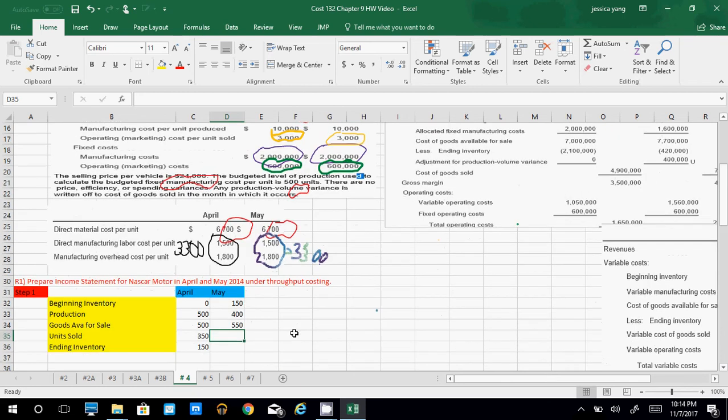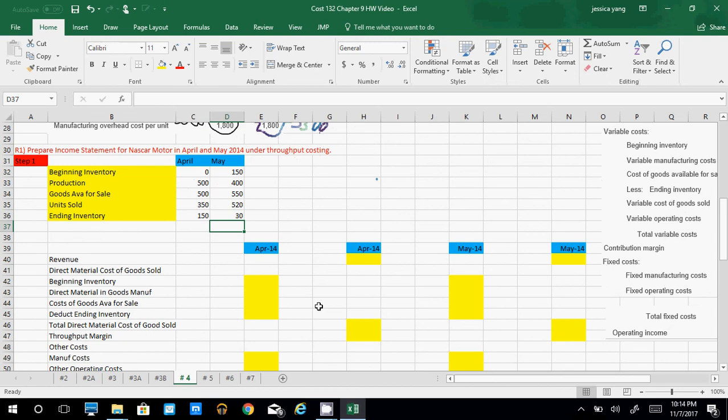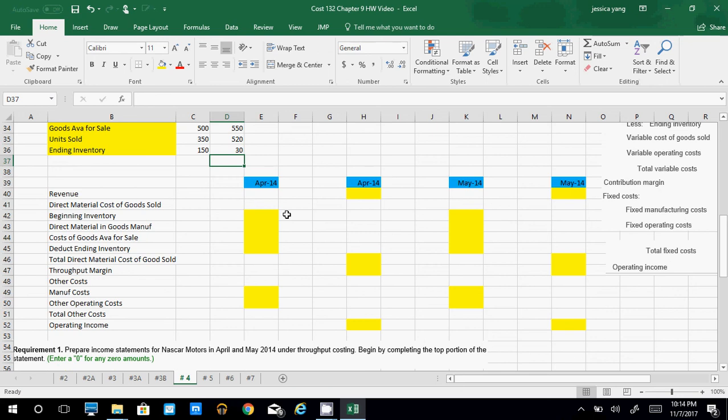There are 520 units sold in May. To get ending inventory, we take goods available for sale of 550 and subtract units sold of 520, which gives us 30 units of ending inventory. I have created a template with yellow highlighting. The answers in the yellow highlighted parts will be transferred to the income statement.